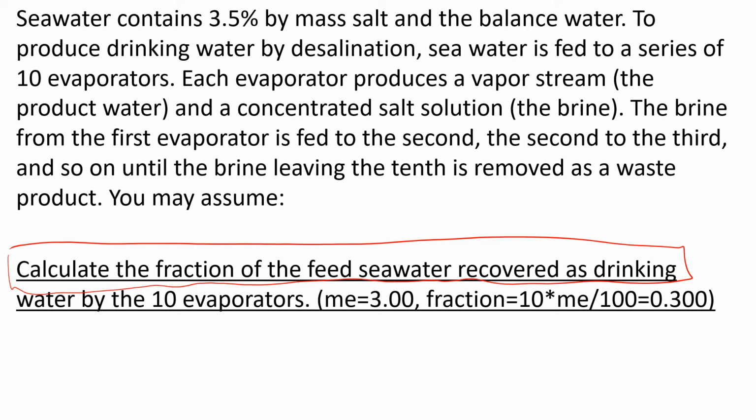And what we should find is that the mass flow rate of water evaporated is 3 for each of the 10 evaporators. So the fraction of the seawater that we recover as drinking water is the total flow rate of the evaporated water, which is 10 times the flow rate from each, divided by the seawater feed, which is 100. If we take 10 times 3, which is the ME, we get 30. 30 over 100 is 0.3. So let's go through that process.